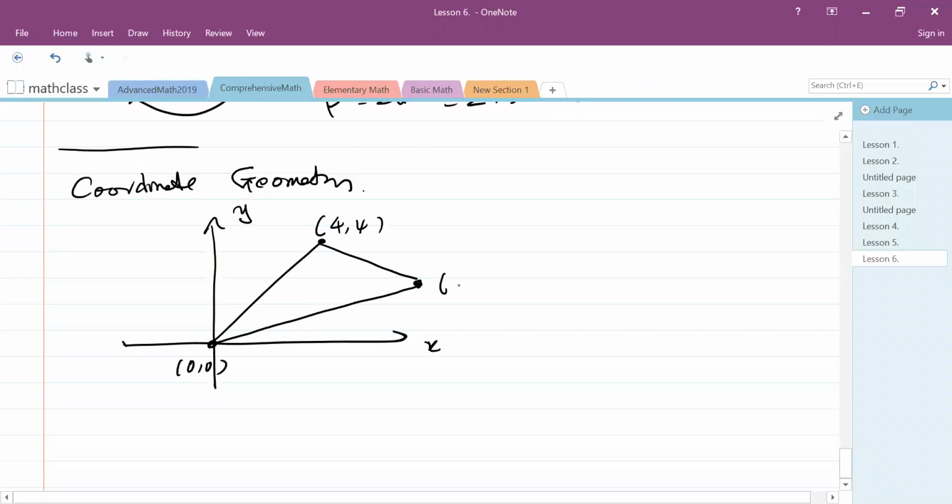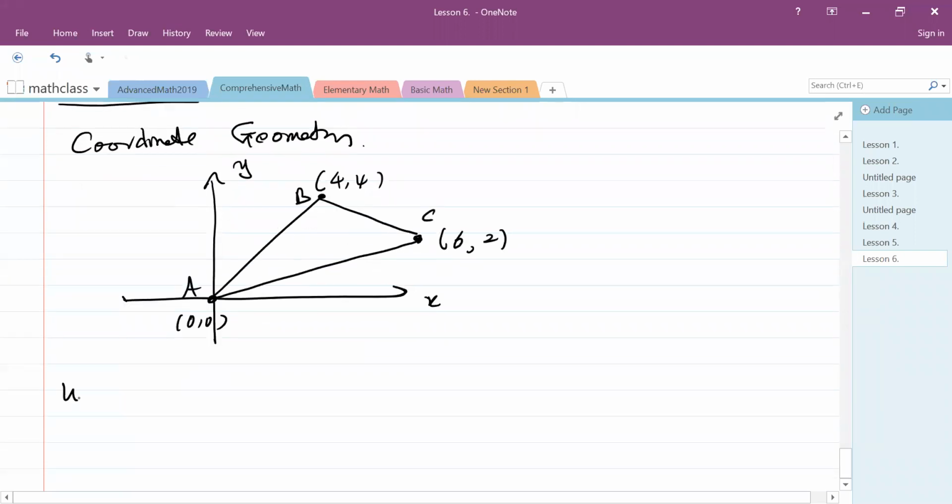And that will be, let's say, 6 and 2. Make it arbitrary. So A and B and C. My first question: what is the area of the triangle ABC?